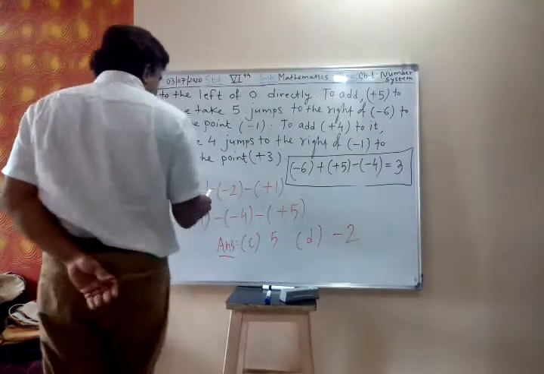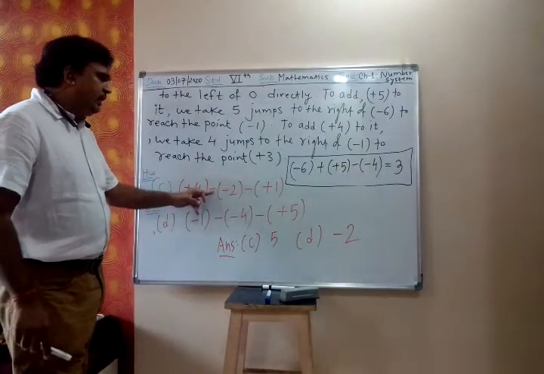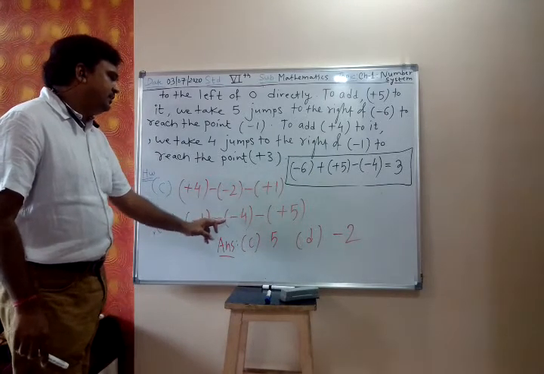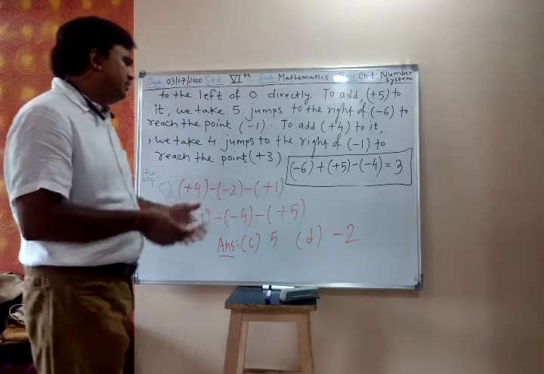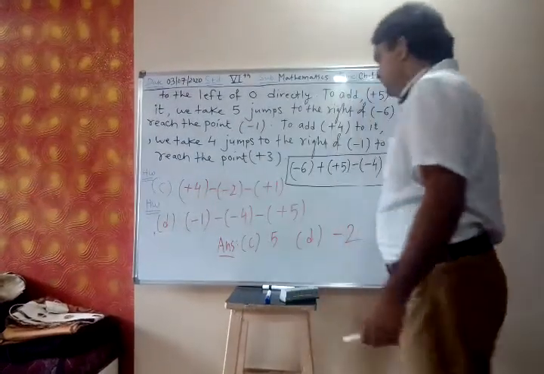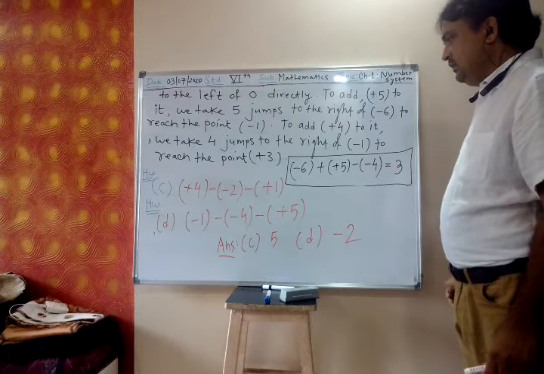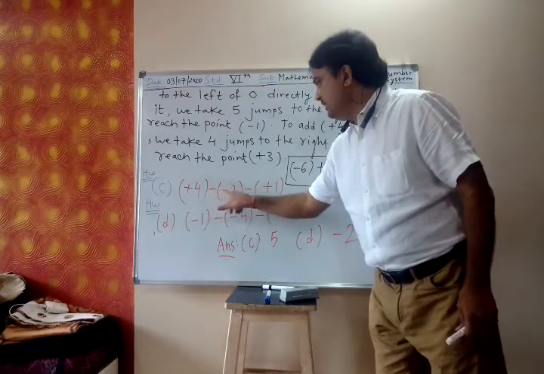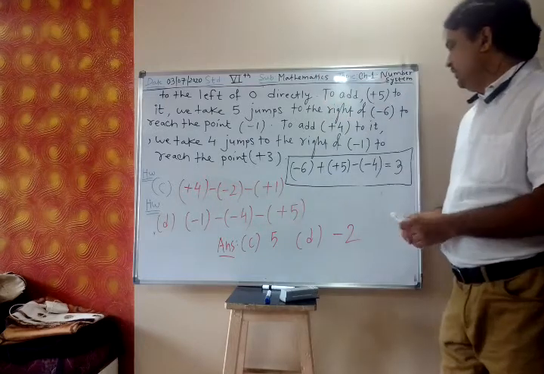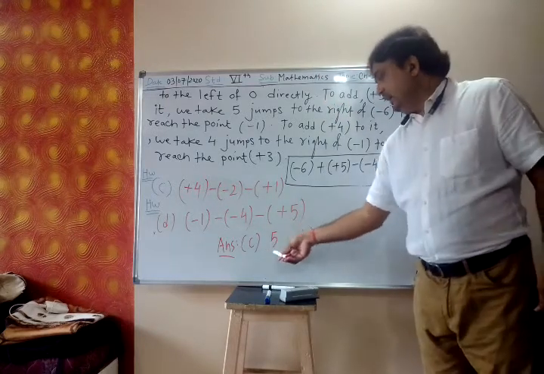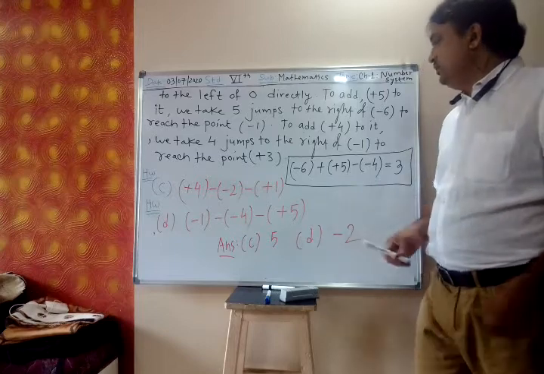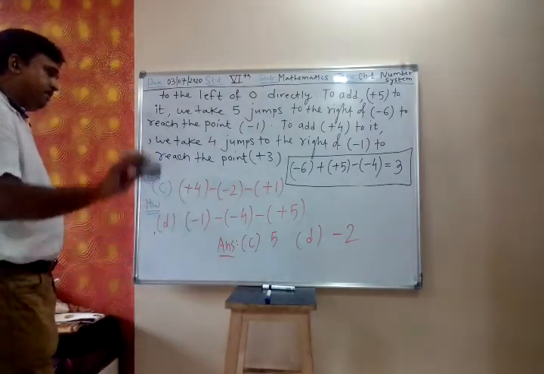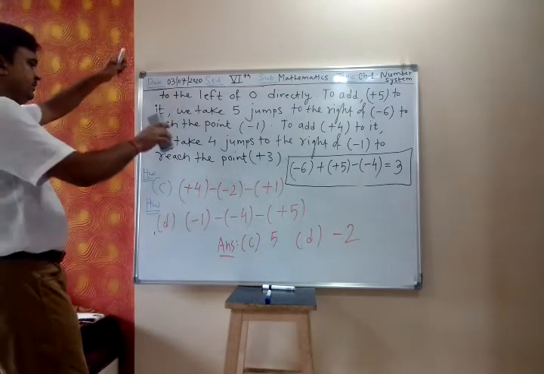See here, there you will write minus as plus plus. Minus you will write plus plus. Answer of C is 5. Answer of D is minus 2. That you check the answer.